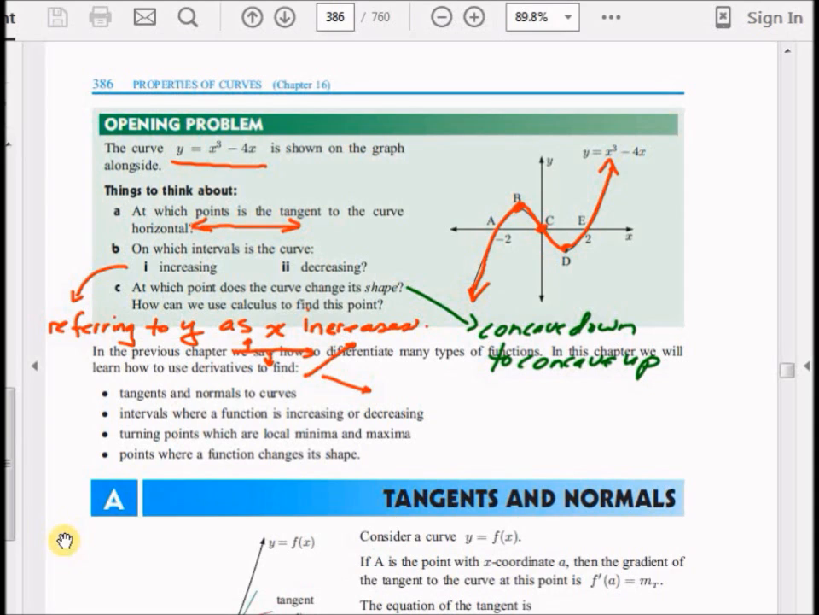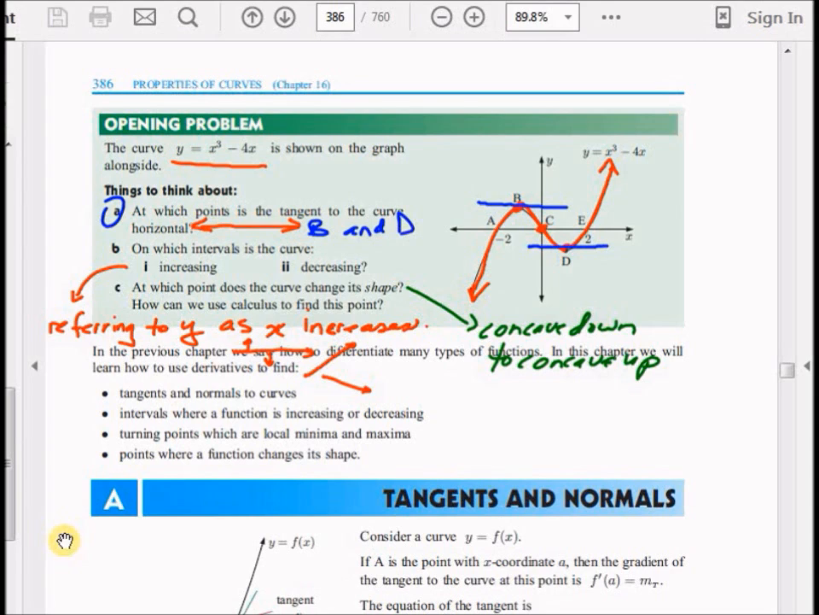Okay, all of these points are important points of this graph, and derivatives and second derivatives help us determine these points. That's what we're going to be learning about in this unit. So let's answer the questions. At which point is the tangent to the curve horizontal? Okay, well, as the horizontal, that would be this point at B, and also at this point at D. Okay, so 2 of those, B and D.